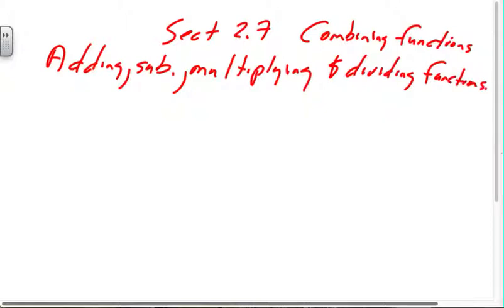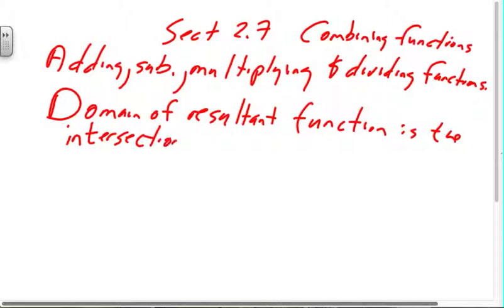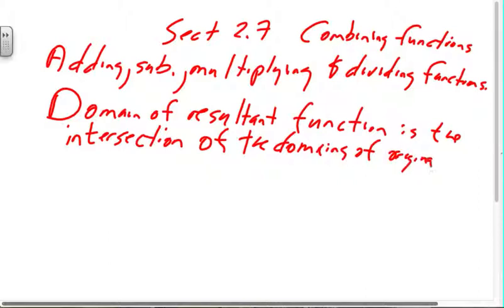Okay, now the domain of the resultant function is the intersection, and we talked about this in set theory. Intersection is the points that they have in common, or that are contained in both of them, of the domains of the original functions.